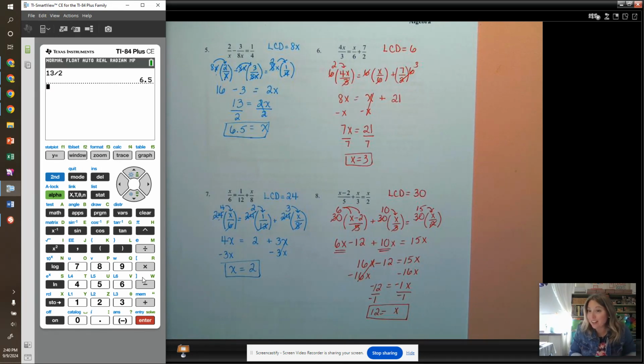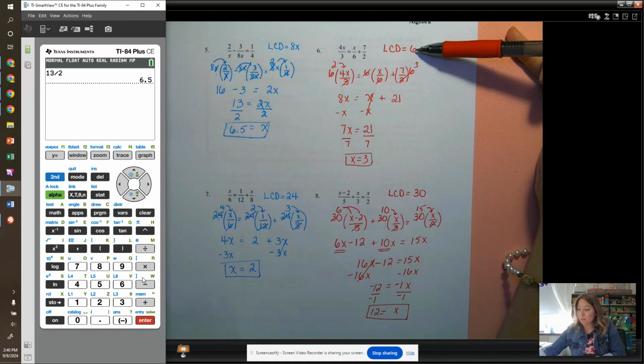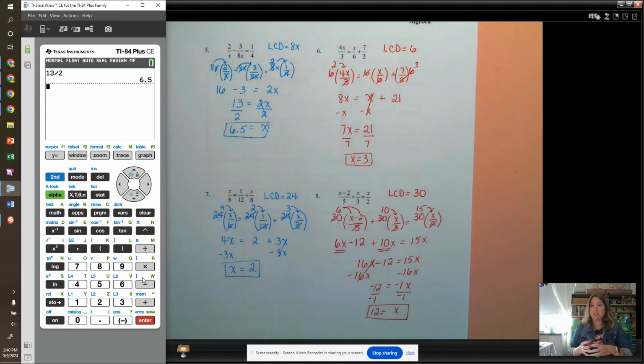Okay, algebras, how did you do? Remember, the LCD is going to be able to be divided by anything in a denominator because it is a multiple of all of the denominators. So that's the key as to figuring out that value that you multiply by all of the pieces.